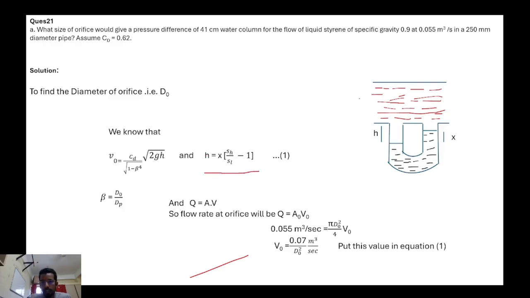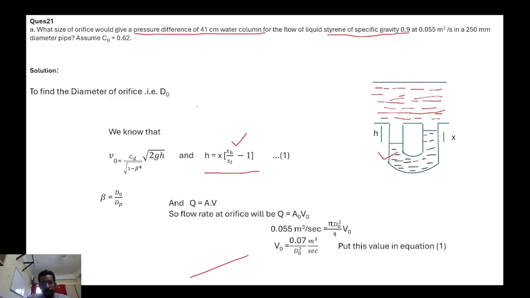When water flows inside the pipe and the manometric fluid is mercury, then we use this formula, right? Similar thing is happening here. The flowing fluid is styrene, which has a specific gravity of 0.9. That means the density is 900. And the water acts as mercury for styrene because it is heavier than styrene. So water is the manometric fluid here, giving the pressure difference of 41 centimeter of water column.